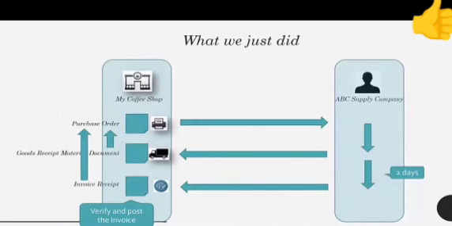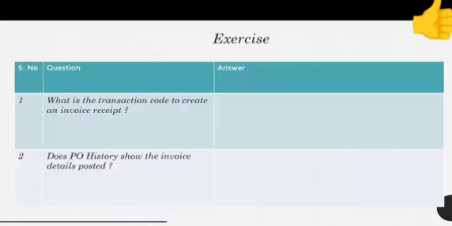So overall, what have we done? In the first video, we have created a PO. In the second video, we have created a goods receipt against the PO. Remember, it's always with reference. And in this video, we are creating an invoice again with reference to a purchase order. Right? Always with reference to the purchase order. Remember? Let's do an exercise on invoice receipt.